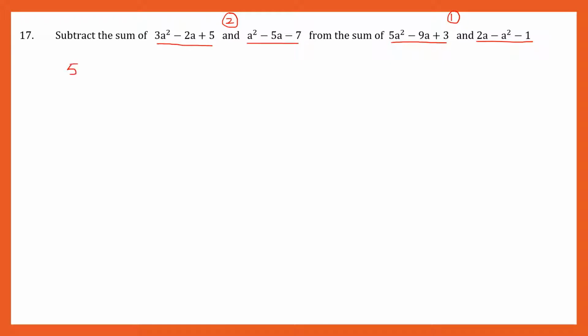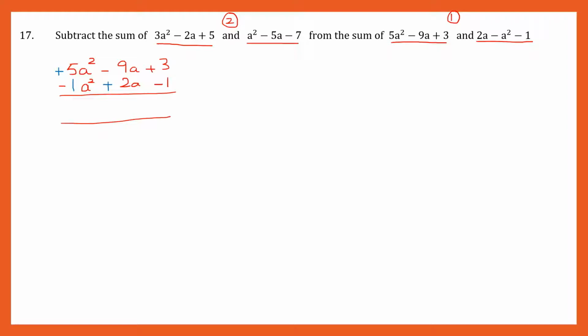So 5a square minus 9a plus 3. Then 2a. So put it under a. 2a minus a square minus 1. Okay, let's add up these two. Find the sum of these two. Write down whatever is missing. Plus sign. 1 is missing here. A plus sign here. Okay, I think we've got it all.